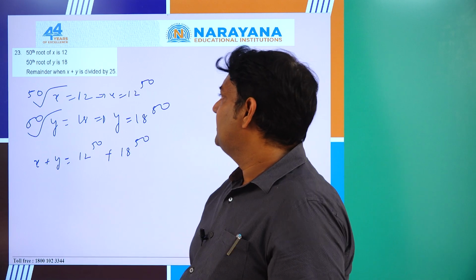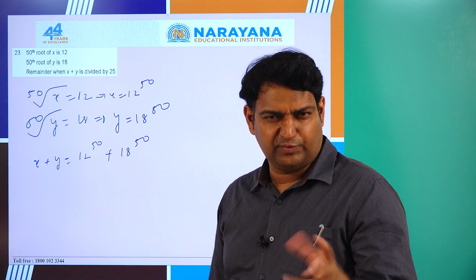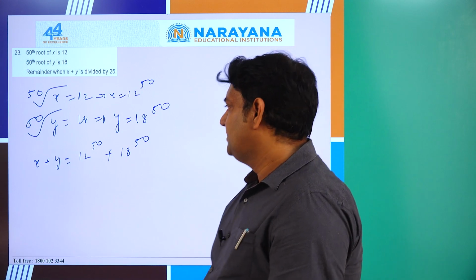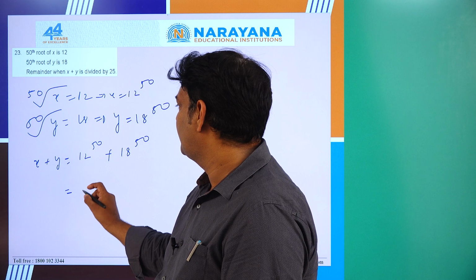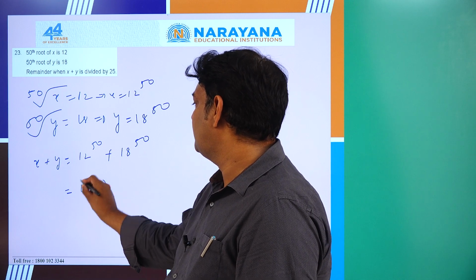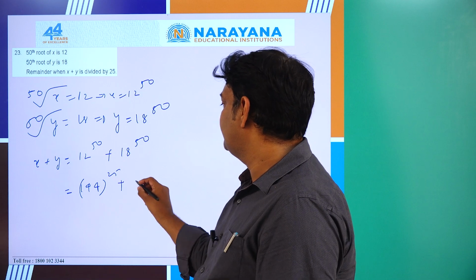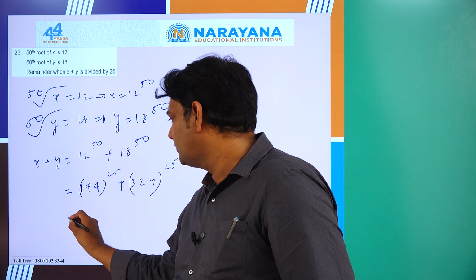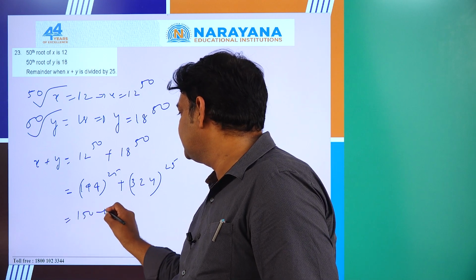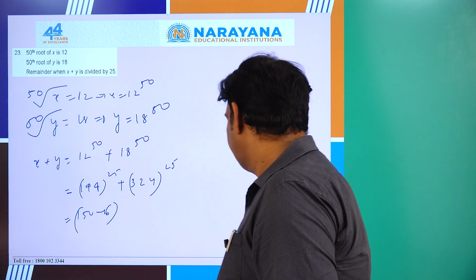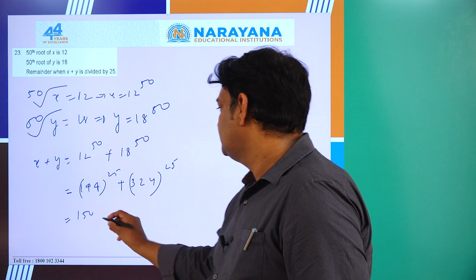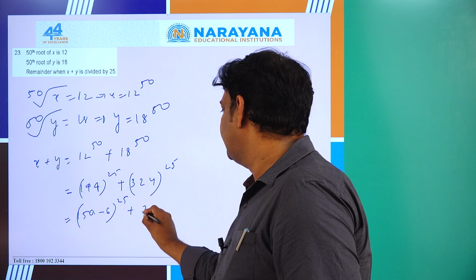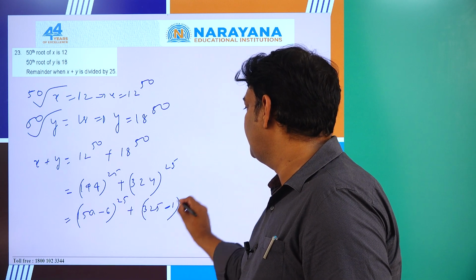So we need the remainder when this is divided by 25. 25 means we will take the multiples of 5 or multiples of 25 nearby, plus minus 1, we will try to write. 12 square how much? 144. Can I write this as 144 power 25, and 18 square how much? 324 whole power 25. 144 I can write as 150 minus 6 whole power 25. And this we can write as 325 minus 1 whole power 25.